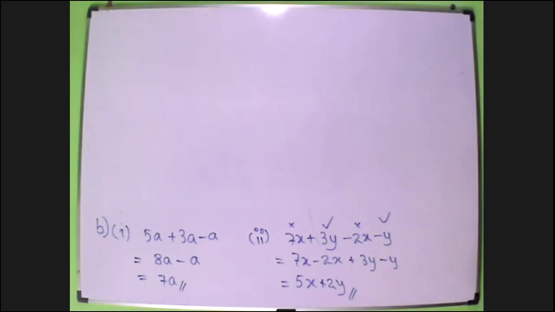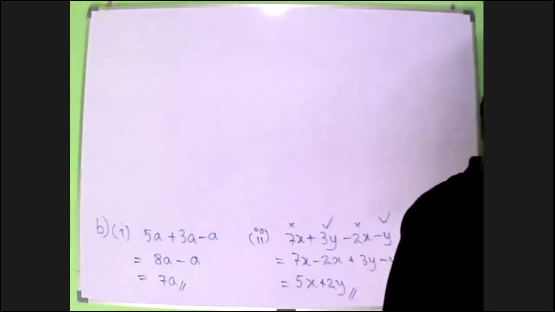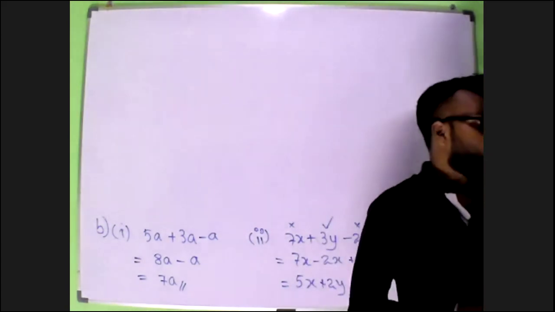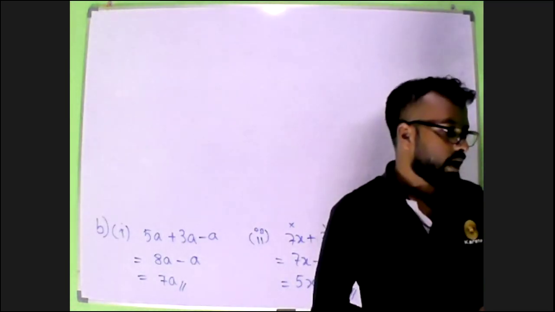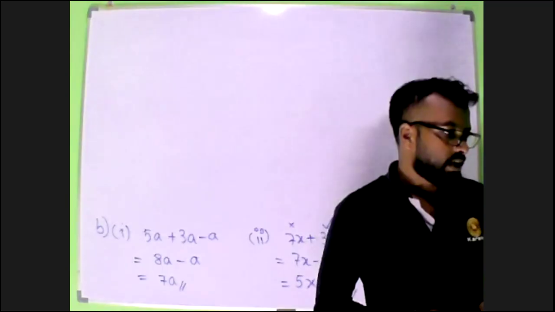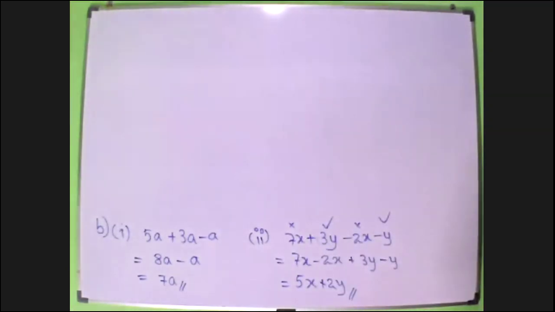So, last question. Basically you have to draw. The first one is asking: draw a circle of radius 4 centimeters and mark its center as O. For this one, I will share the screen.